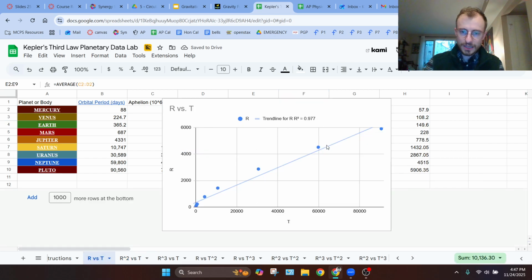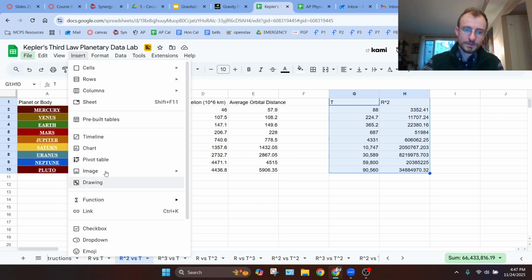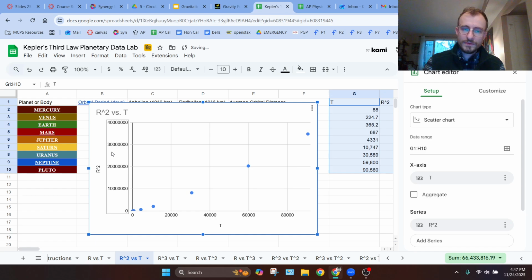I want a graph that looks like this. So if I highlight the cells, so again, I'm going to click on the T or whatever and drag to highlight these cells. While they are highlighted, I'm going to take my mouse and go over to Insert, Chart. Here it is. Insert Chart. Click that. It inserted a chart.